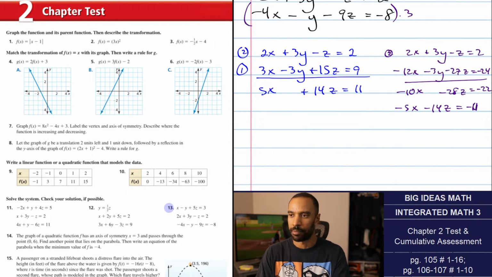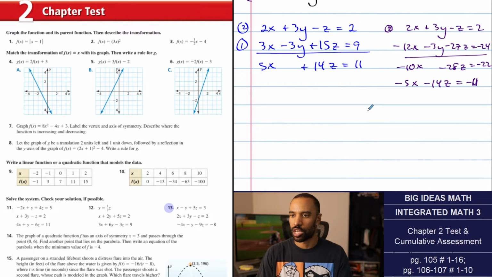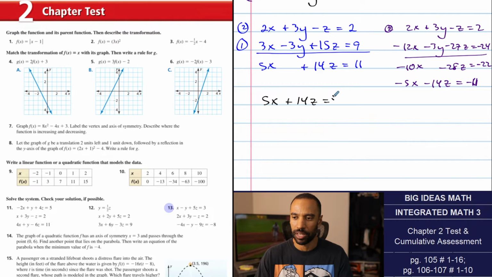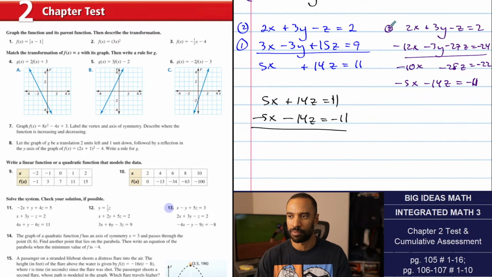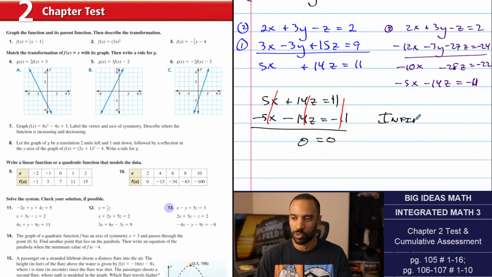Let me just rewrite them. So look at the two equations on bottom. The dividing by 2 actually helped a lot. So 5x plus 14z equals 11, and negative 5x minus 14z equals negative 11. If there's a sign that I'm doing something right, this would be it. Everything cancels, which is a way of saying everything becomes 0. I get 0 equals 0, which is a way of saying we have infinitely many solutions.